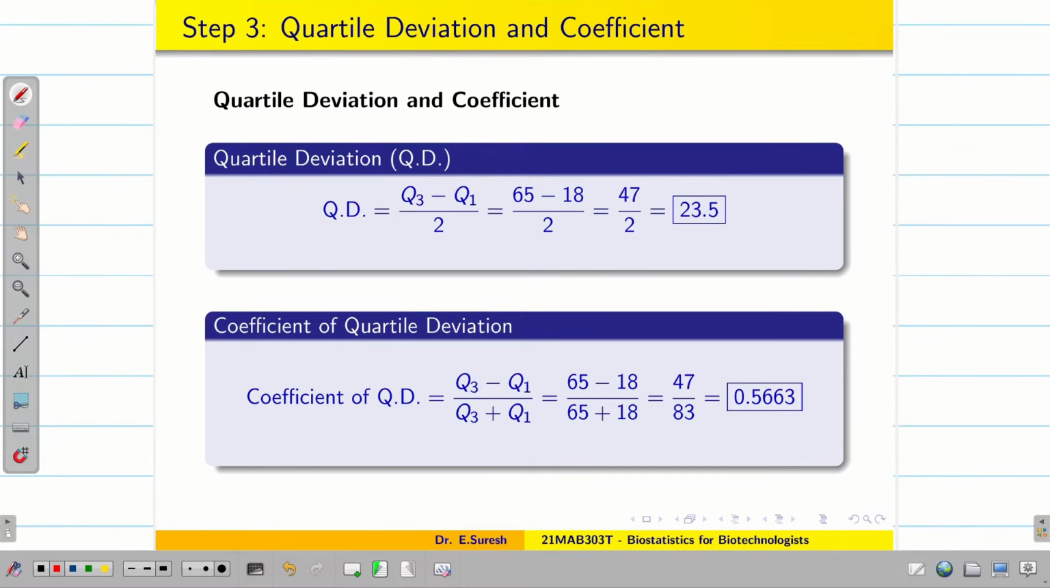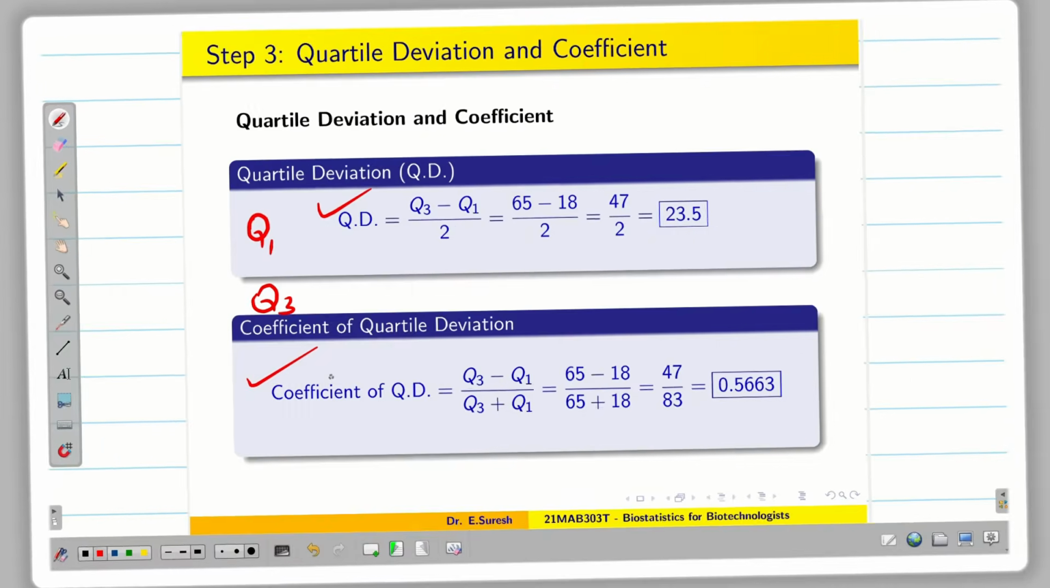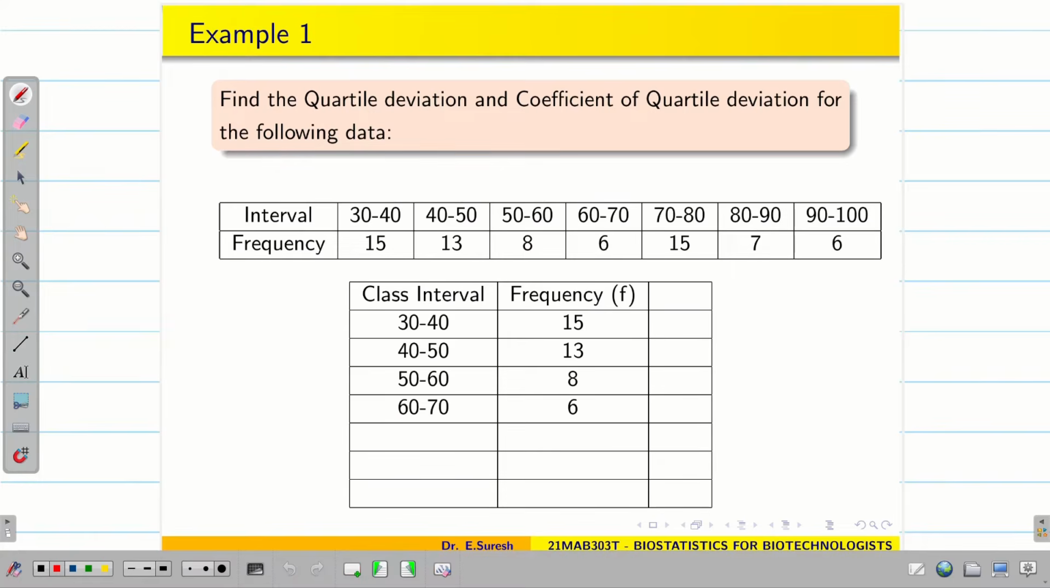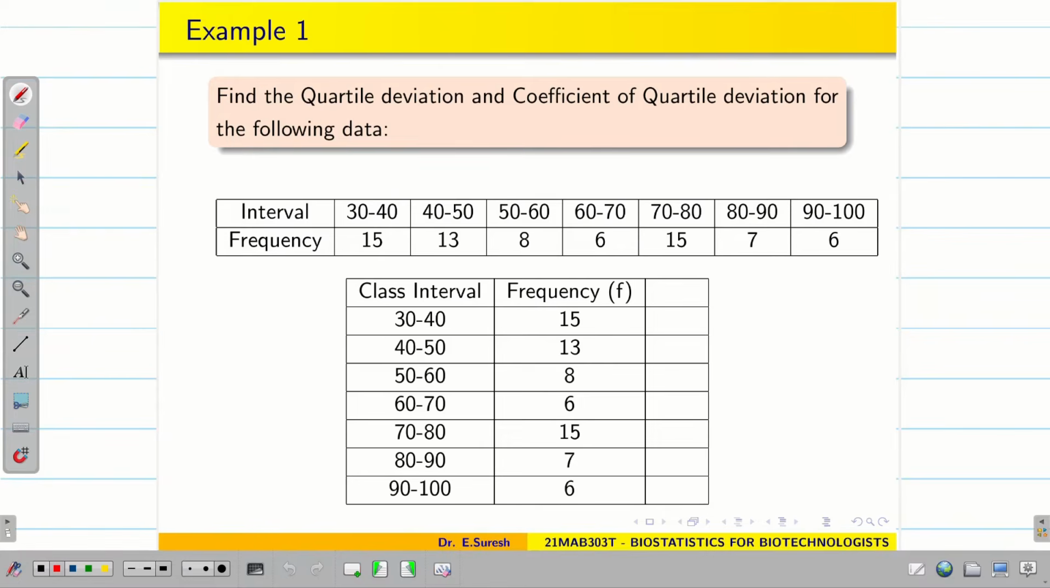Next we are going to deal with problems on continuous frequencies. We are going to do the same: find Q1, Q3, quartile deviation, and coefficient of quartile deviation. So in the case of continuous, no issues. It is already in ascending order. So no problem. Just write the class intervals one by one and their corresponding frequencies.